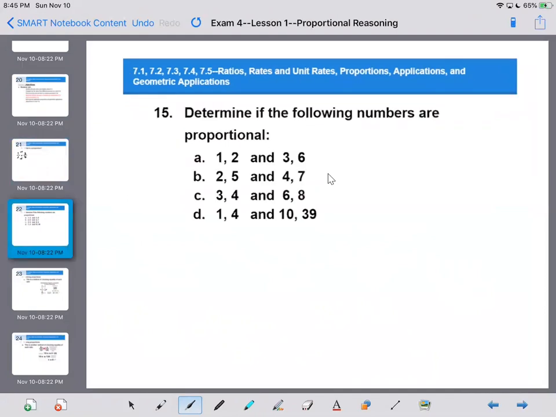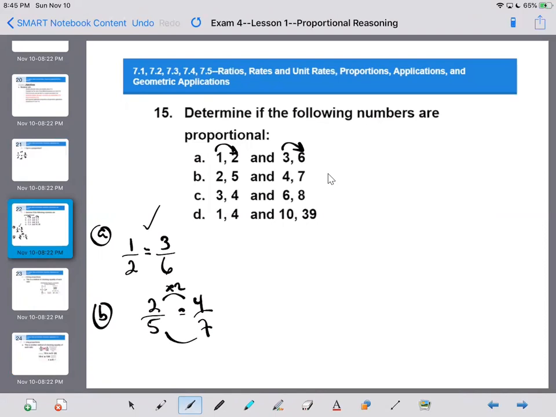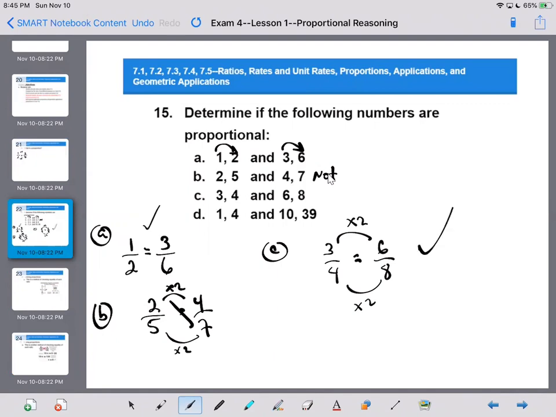So if I want to look at 1 to 2 in part A and 3 to 6, I'm just comparing 1 to 2, 3 to 6. Is 1/2 the same as 3/6? Yes, they are proportional. B, I'm looking at 2 to 5. Is it equal to 4 to 7? 2 multiplied by 2 is 4, but 5 multiplied by 2 is not 7, so it is not proportional. Part C, 3 to 4, is it equal to 6 to 8? Well, 3 multiplied by 2 is 6, 4 multiplied by 2 is 8. Yes, that one would be proportional.